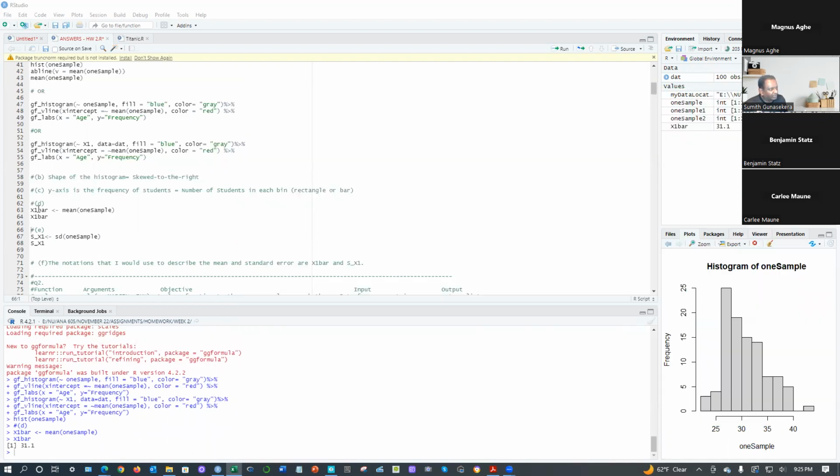If you want, to indicate that, you can put a caret like this. Anyway, it doesn't matter. You can write it any way you want, but if you want to say that it's on the bar, simply you call it x bar, x1 bar. Okay. So x1 bar is 31.1.